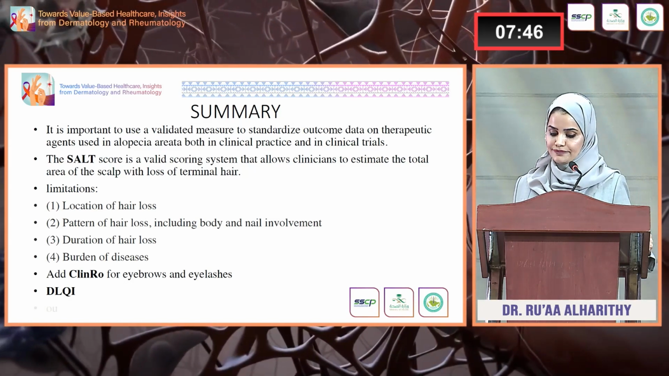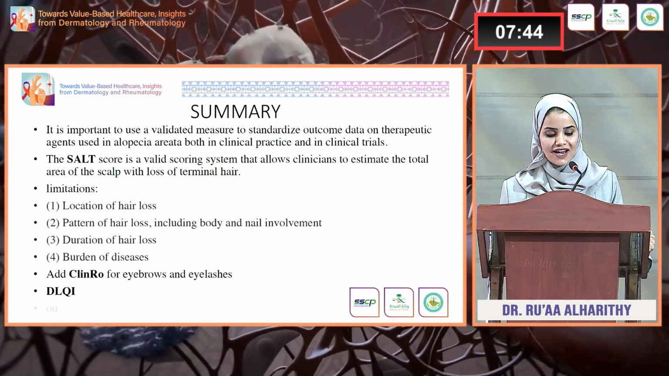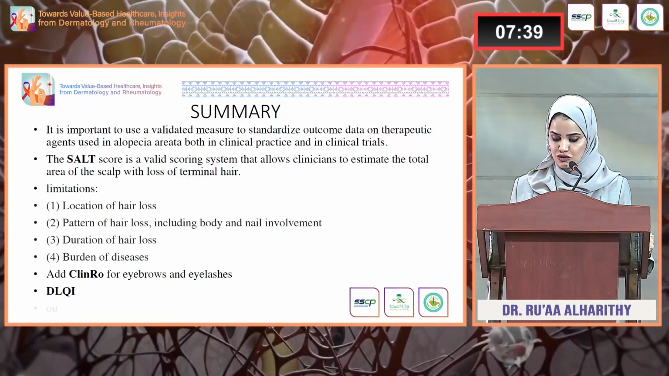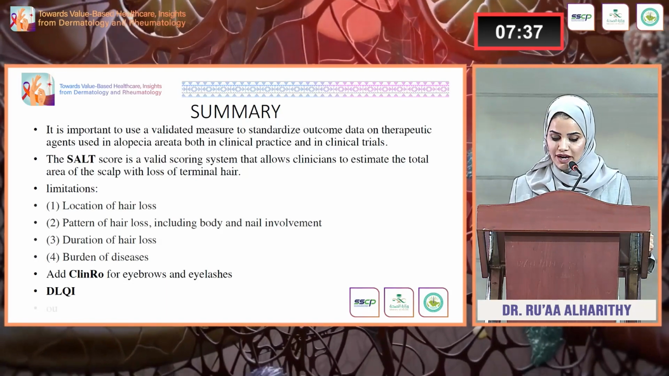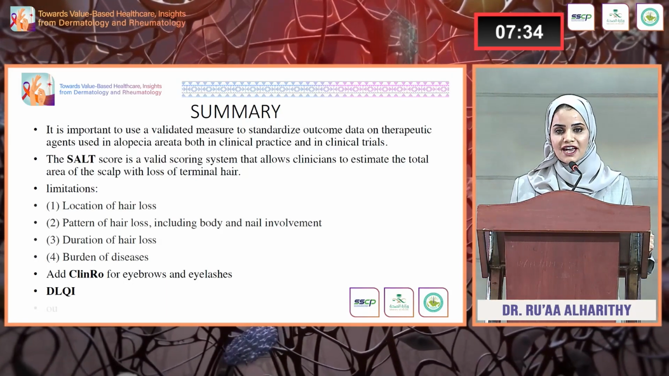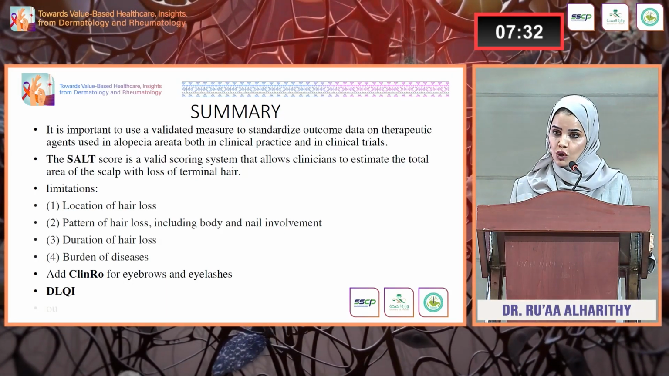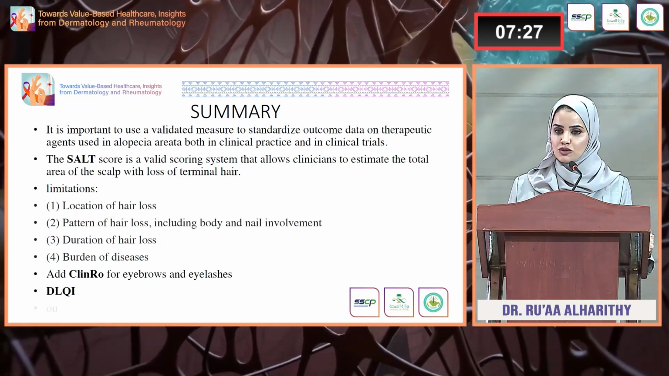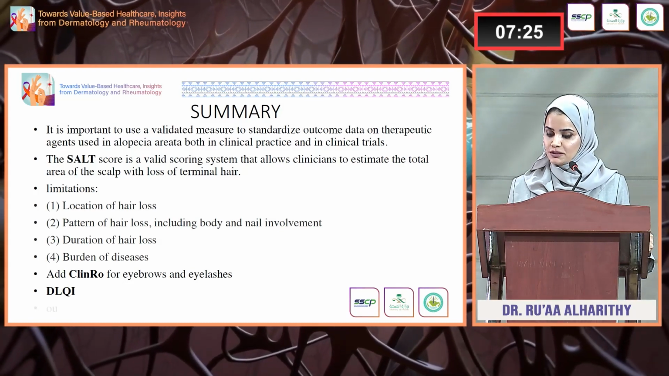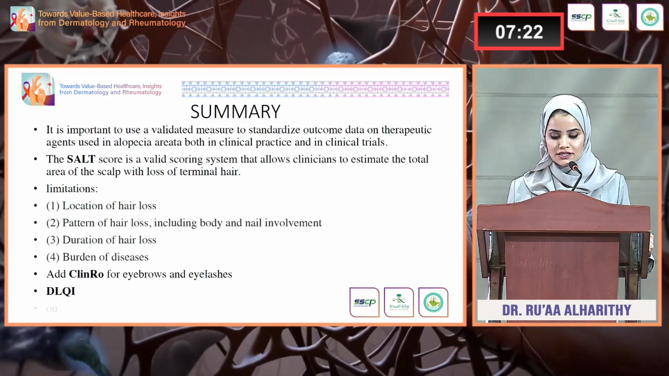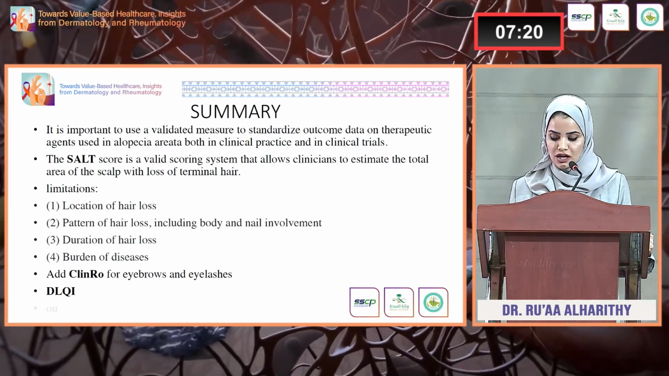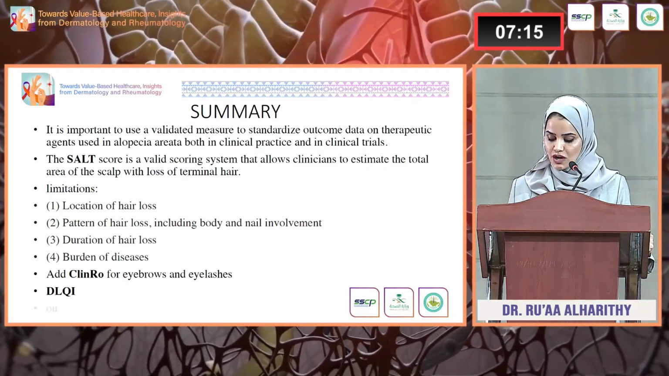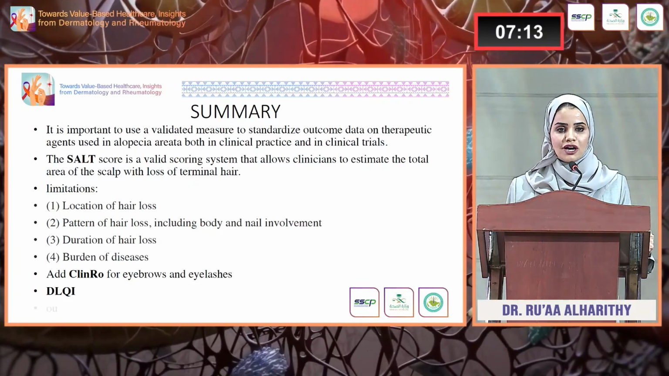So to summarize, it's very important to use a validated measure to standardize the outcome data on therapeutic agents. This is now a requirement by both the Ministry of Health and the insurance companies. The SALT, which is the tool that has been used in most clinical trials and is the most commonly used tool, still has limitations, and these are where the hair loss is, what's the pattern of hair loss, the duration and burden of the disease. Adding the ClinRO and the DLQI will overcome these deficiencies.